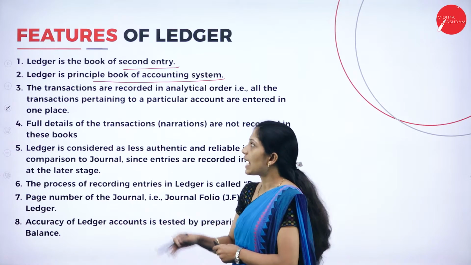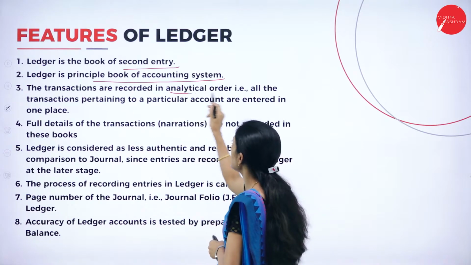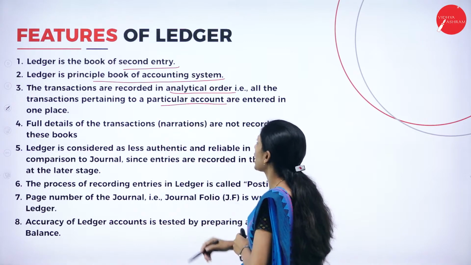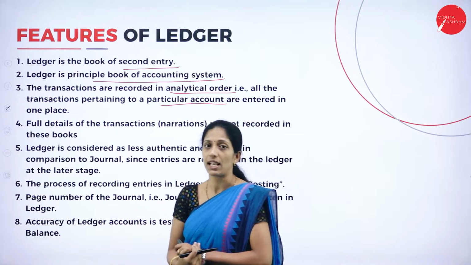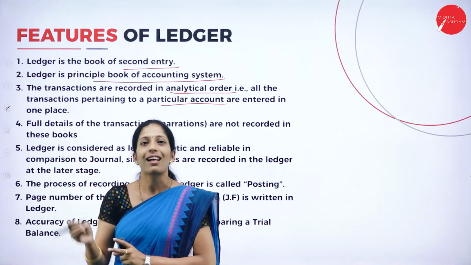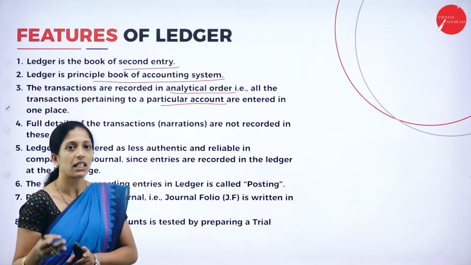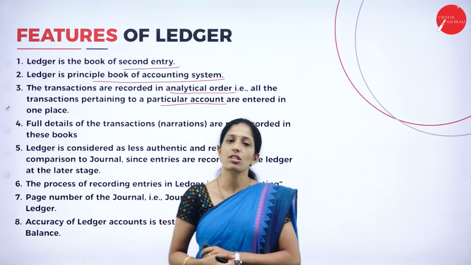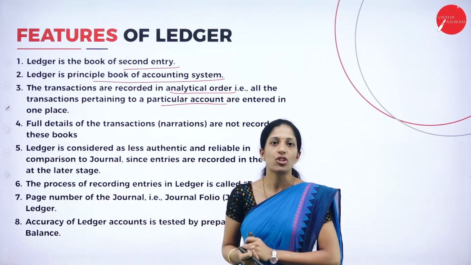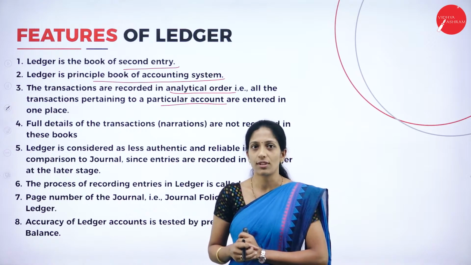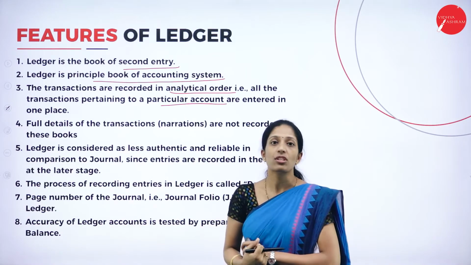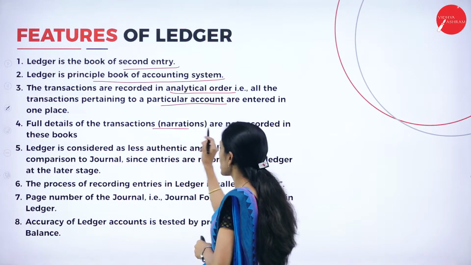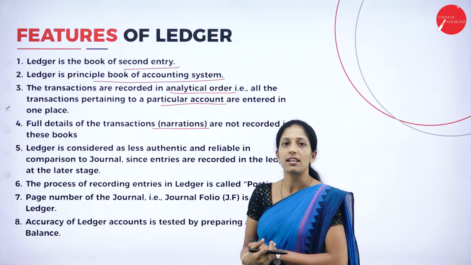Now third feature is that the transactions are recorded in the analytical order, that is all the transactions pertaining to a particular account are entered in one place. In journal, we will record the transactions in a chronological order. As per the date, we are going to record one by one. But how we are going to record the transactions in the ledger? Depending upon the nature, we are going to classify those transactions. So the transactions are recorded in the analytical order. Full details of the transaction, that is narration, are not entered in this book.